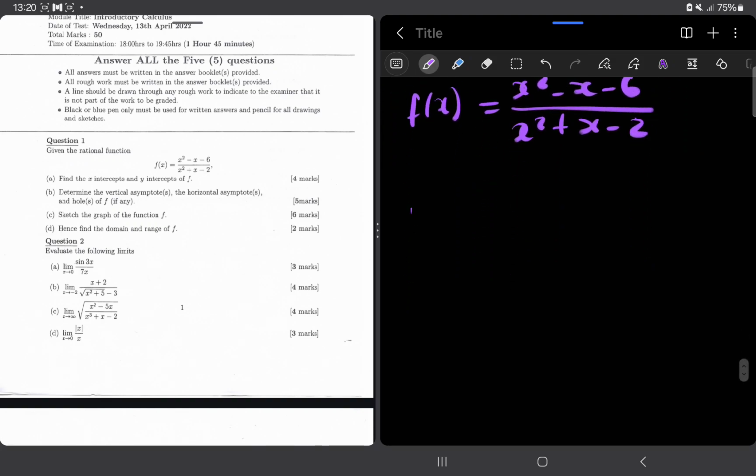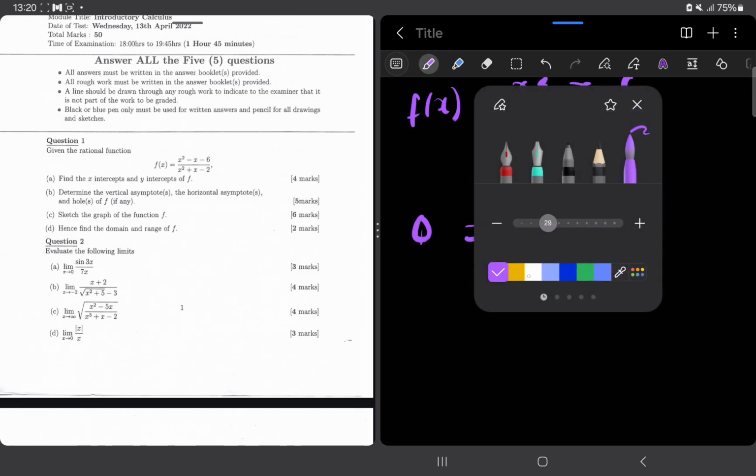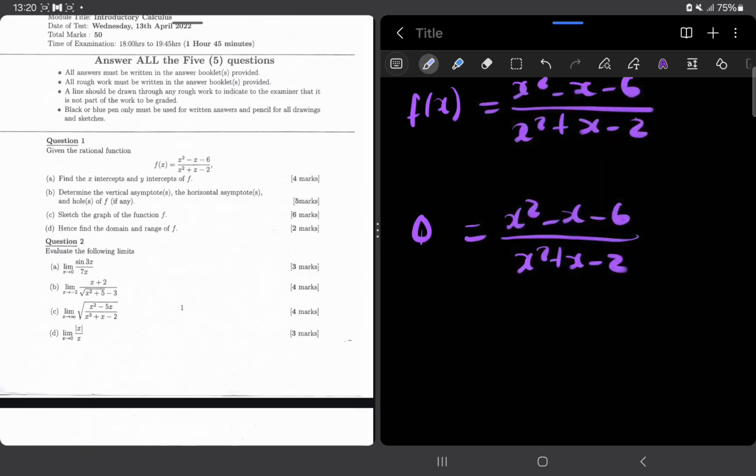Now you can say 0, because where there's f of x, you're putting 0. So 0 is equal to x squared minus x minus 6 all over x squared plus x minus 2. Now when you have a fraction, and if that fraction is equal to 0, then you let the top be 0. The top being 0 is the one that makes the function be 0. So the top is going to be 0. That's the only way you can get a 0 from a fraction.